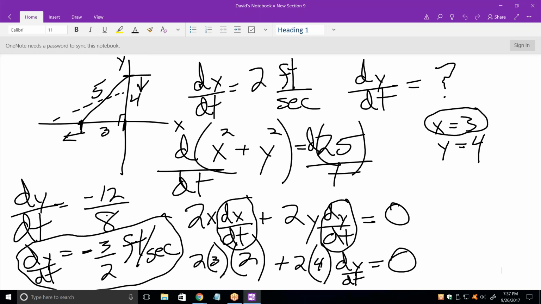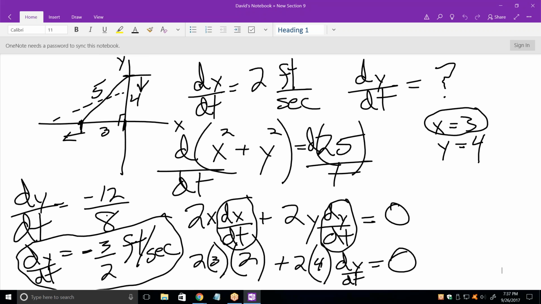Right? In other words, as this ladder slides, the y dimension gets smaller. It decreases. Therefore, dy/dt should be negative. And it is, minus 3/2. So even though the x-coordinate is growing by 2 feet per second, the y-coordinate is declining by 3/2 feet per second.